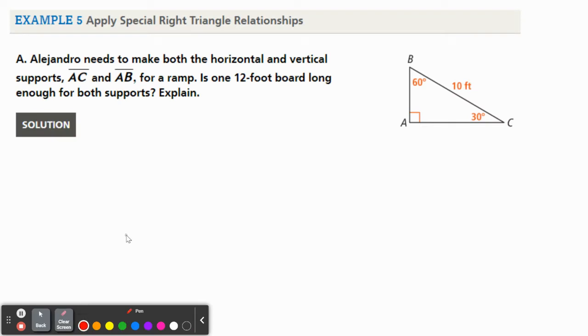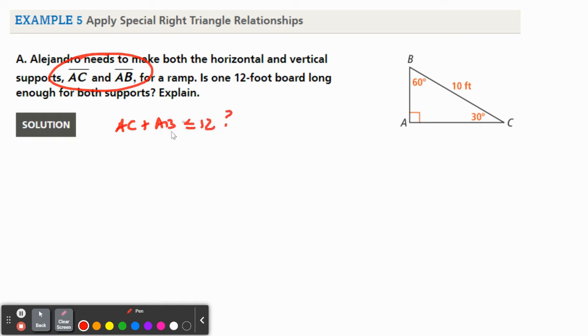So it says Alejandro needs to make both the horizontal and vertical supports AC and AB for the ramp. Is one 12-foot board long enough for both supports? So the question is, right, the horizontal and vertical, AC and AB, if we combine them, will it be less than or equal to 12? Will AC plus AB together be less than or equal to 12?